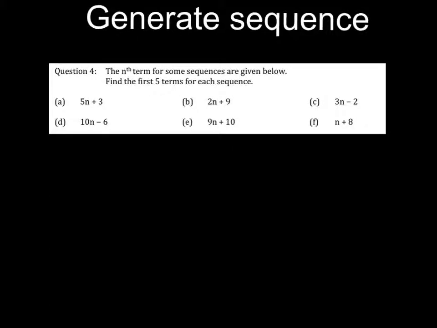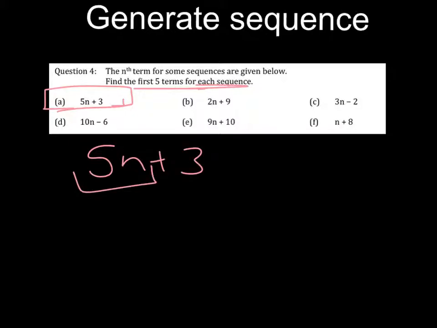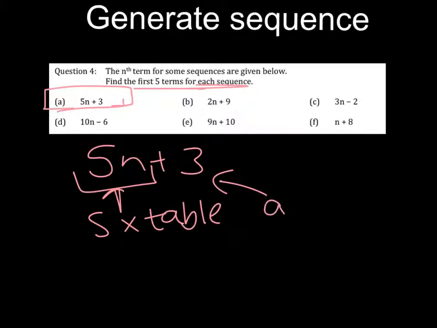Okay, so generating sequences, we're going to have a quick look at Question 4. You've got the nth term of some sequences given below, and you want to find the first 5 terms. So I'm going to focus on this one: 5n plus 3. Now 5n is your 5 times table, and then the plus 3 means you're going to be adding 3 to it.